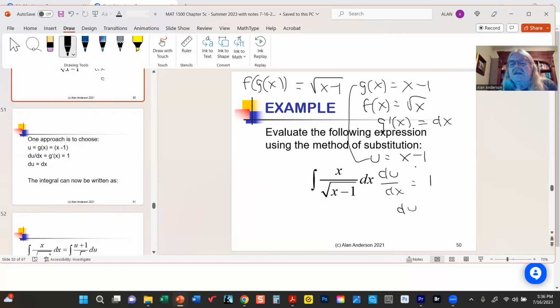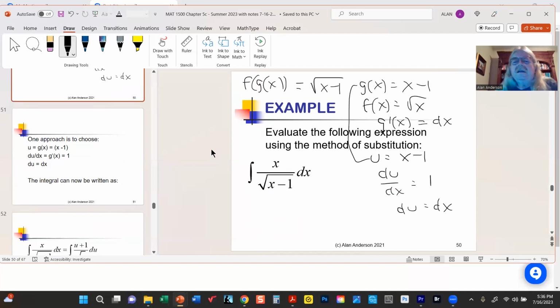Du is then dx. So what that means is this expression could actually be written as, if u is x minus 1, x must be u plus 1. So that means here we have u plus 1 in the numerator. Here we have radical u, and here we have du.